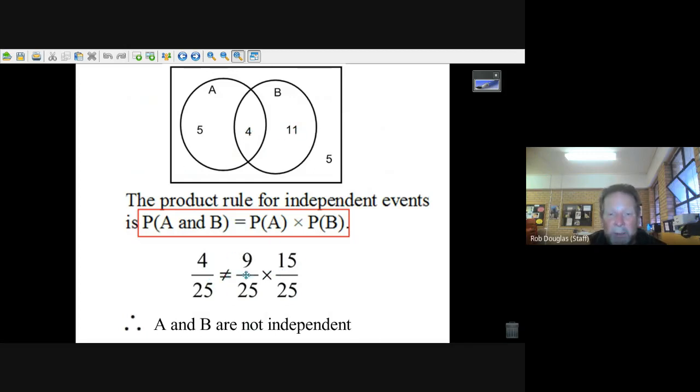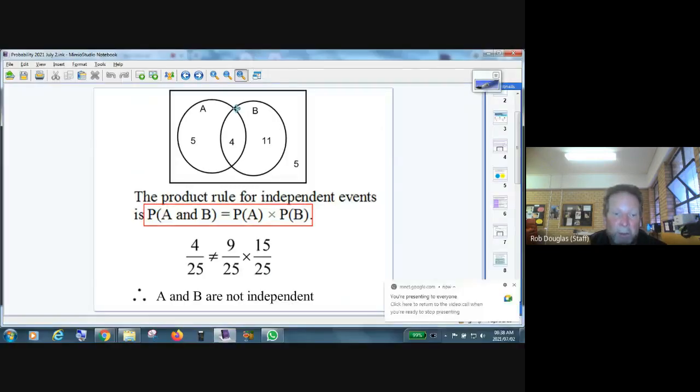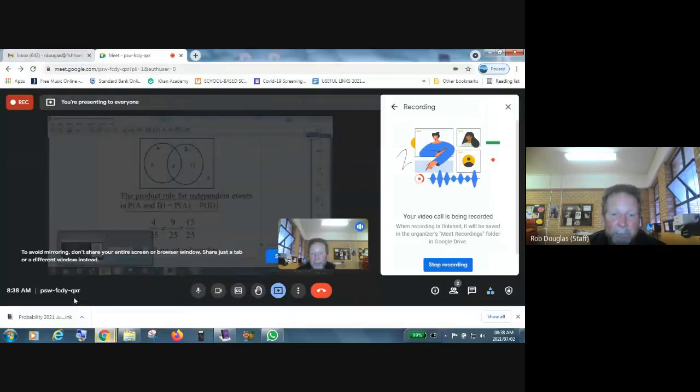You multiply these two fractions together on your calculator, and you see that you don't get the same number as 4 over 25. If this rule doesn't work, therefore we can say that A and B are not independent events in this situation. So that's the test for independence. If they ask whether it is independent or not, always write down the rule and then put in the fractions. And that's how you do the question. That's all there is to it. Not too hard. Pretty easy.